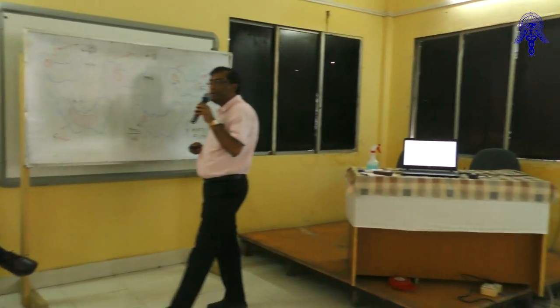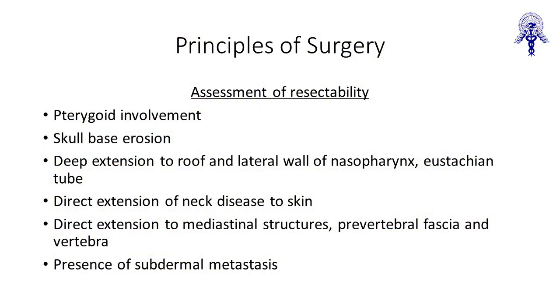And this is very important, please remember. When we should say that a tumor is resectable or not, we must consider whether the pterygoids are involved. Number two, whether there is skull base erosion. Skull base may involve the cribriform plate, but cribriform plate erosion is not exactly unresectable. You can combine with a neurosurgeon and do it. Deep extension to the roof and lateral wall of nasopharynx, eustachian tube. Okay? It's very morbid surgery. Even if you are able to remove the tumor, it is going to be such morbid surgery that it is not worth doing it.